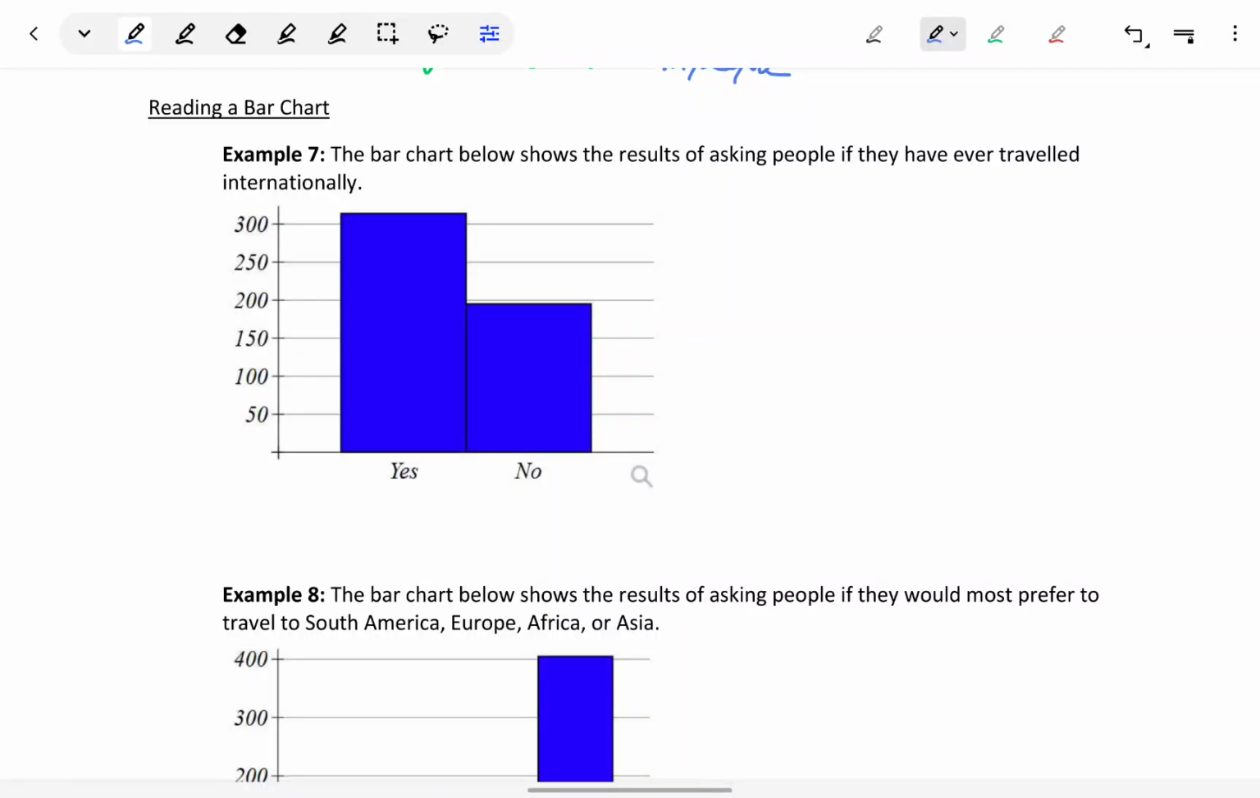Now we want to move on to looking at another type of chart that can help us display categorical data. It's called a bar chart. A bar chart is set up by using one bar for each response. So in example 7, people were asked if they have ever traveled internationally. There are two different responses, yes or no. And so basically we just stack that bar a little bit taller every time somebody replies yes or everybody replies no.